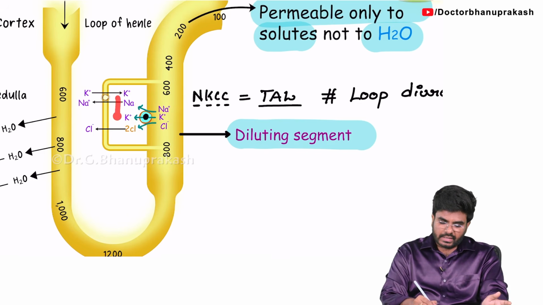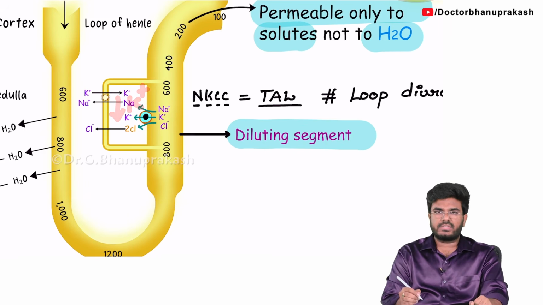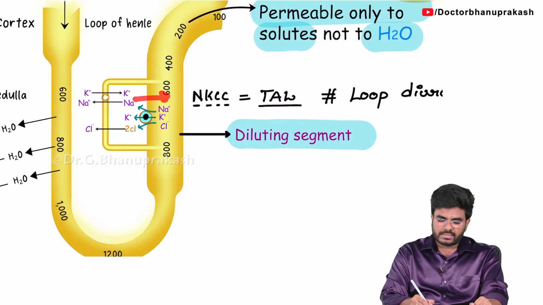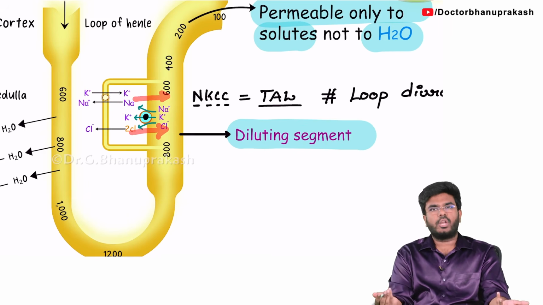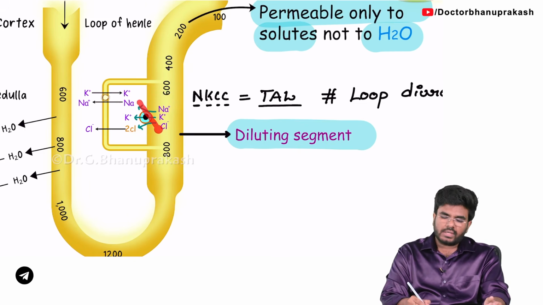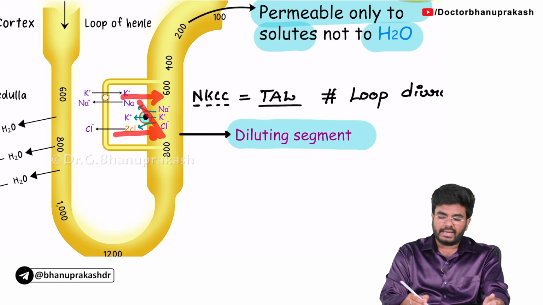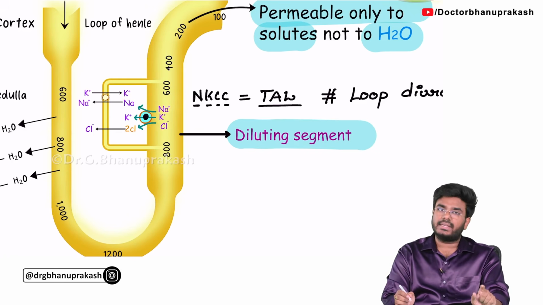So what happens if the intracellular potassium levels decrease? Now intracellular potassium levels are decreasing, so automatically the potassium secretion will also decrease. Simple logic, no? If you block this transporter, the potassium secretion will decrease.